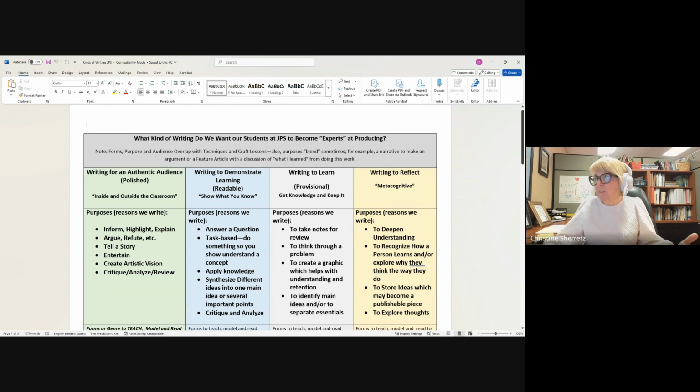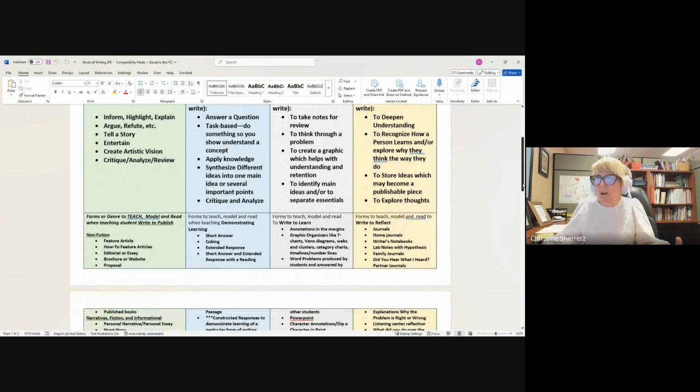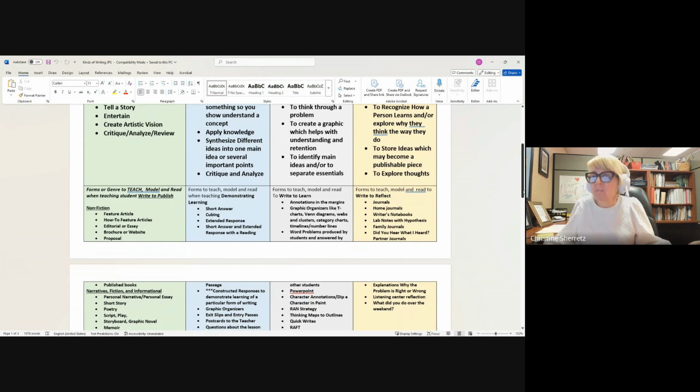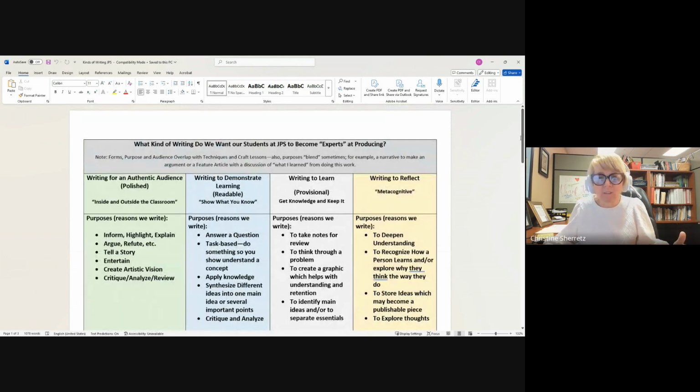And when we think about writing, that's sometimes what people always think about, that polished writing. It could be articles, it could be editorials, brochures, personal narratives, scripts, memoirs, so many different things going through that writing process. That's one aspect of writing.